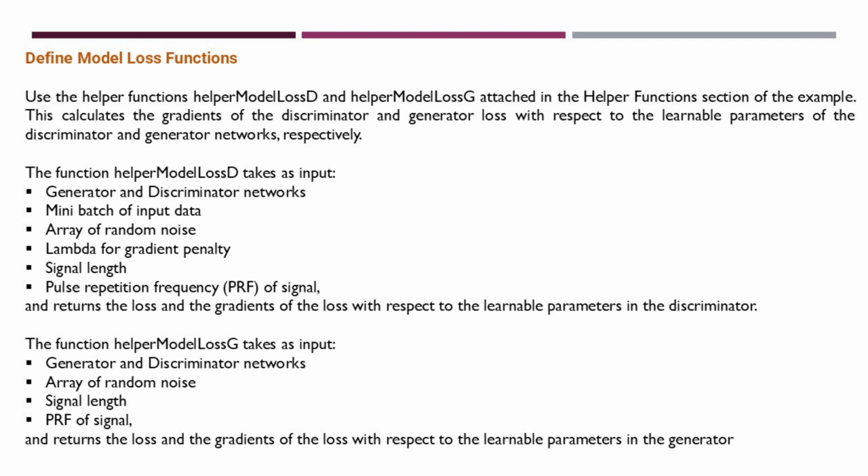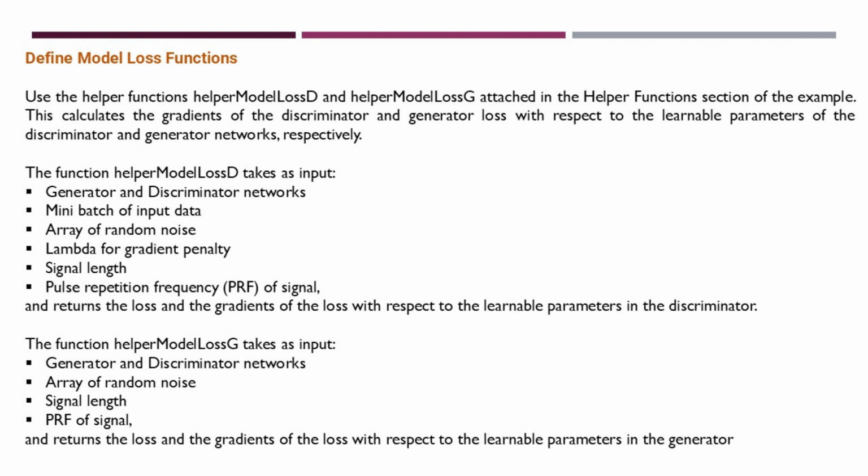This calculates the gradients of the discriminator and generator loss with respect to the learnable parameters of the discriminator and generator networks, respectively. The function helper model loss D takes as input generator and discriminator networks, mini-batch of input data, array of random noise, lambda for gradient penalty, signal length, pulse repetition frequency, PRF, of signal, and returns the loss and the gradients of the loss with respect to the learnable parameters in the discriminator.